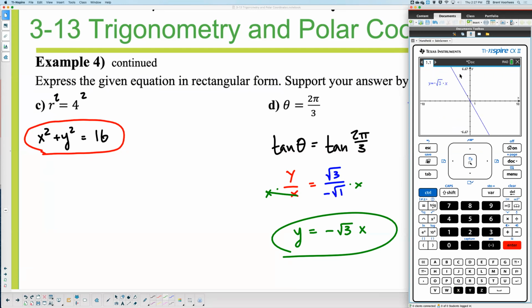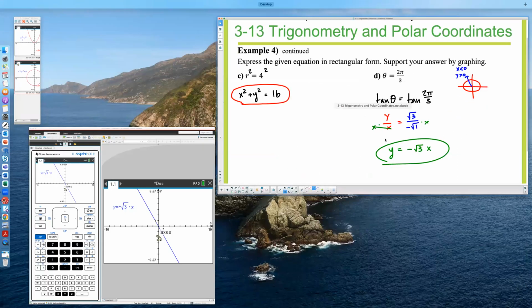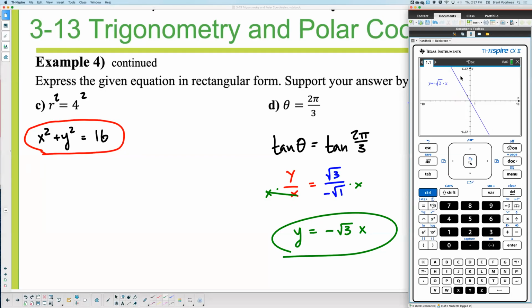Let me turn this one off. It's this line, and you know what that line represents? Slope. This same line we drew over here. It's the slope that would be through 2 pi over 3. So we did do it correctly. That would be the 2 pi over 3 line right there.